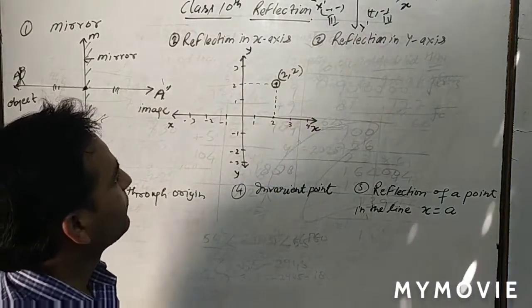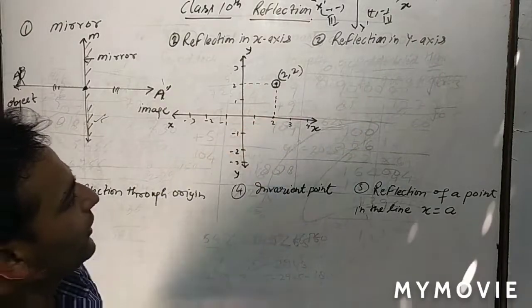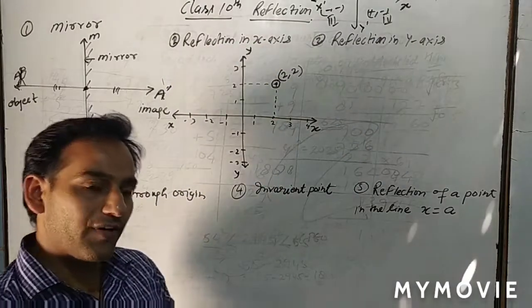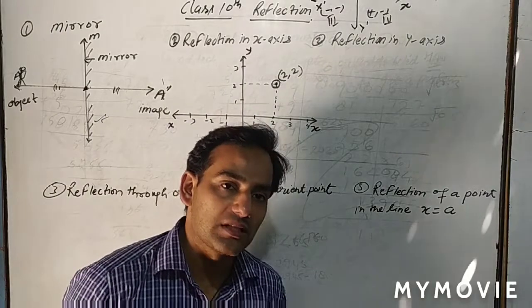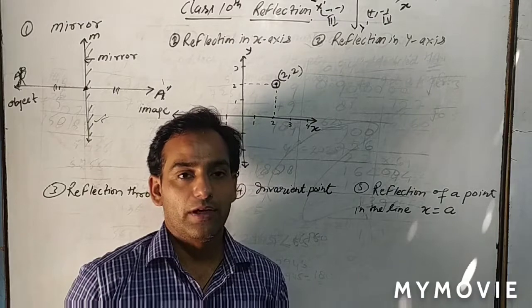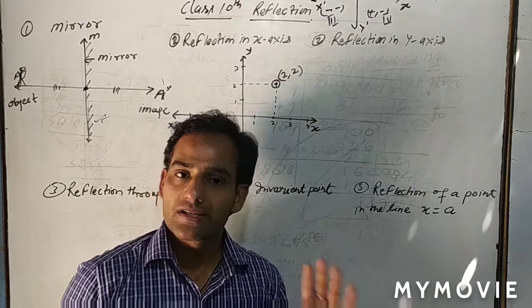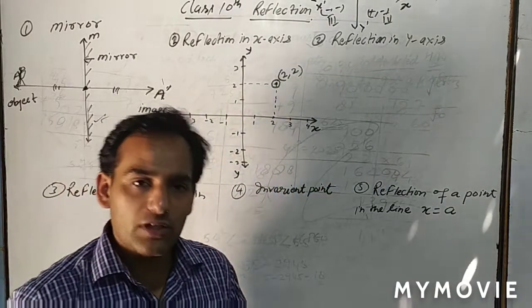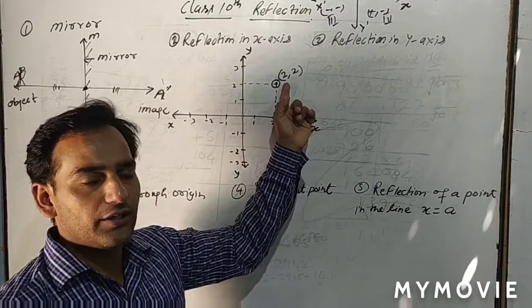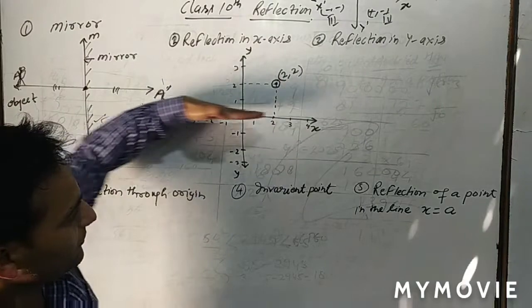Let us assume. So if we have a point 2, 2 and we have to get the reflection in the x-axis. Reflection in the x-axis means the x-axis will be our mirror in front of which the point is there. That means you can assume yourself also that you are here, and where will your image be if you are here and this is the mirror.